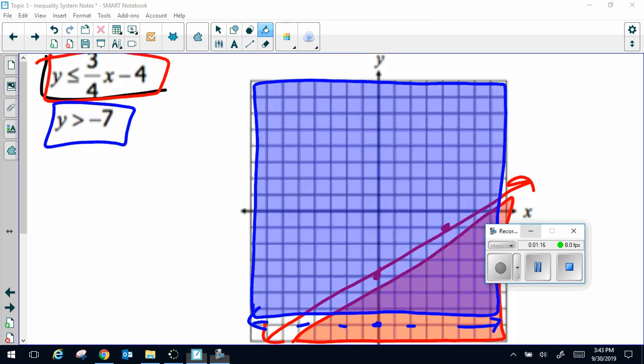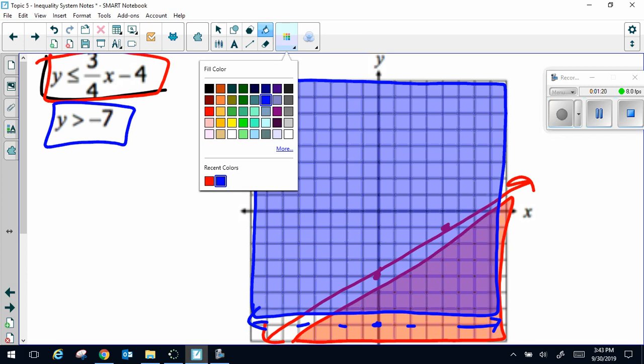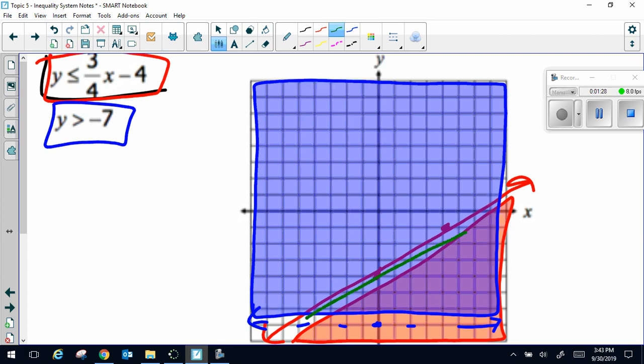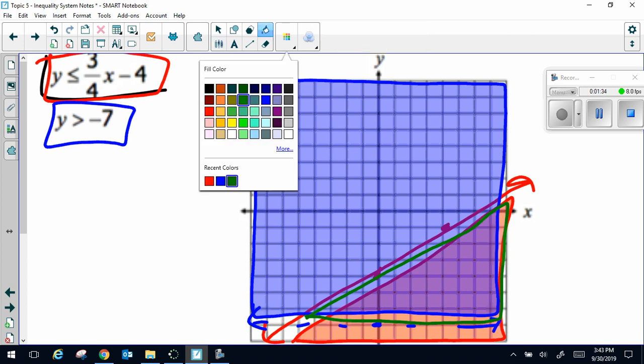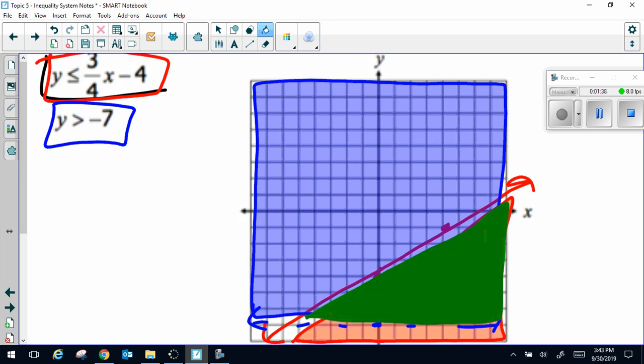And where they overlap, and you can see they overlap right here, right in this area right here. That part right there, that's the overlap. So that is going to be my solution for this. Anything that falls in that green space is going to be my answer.